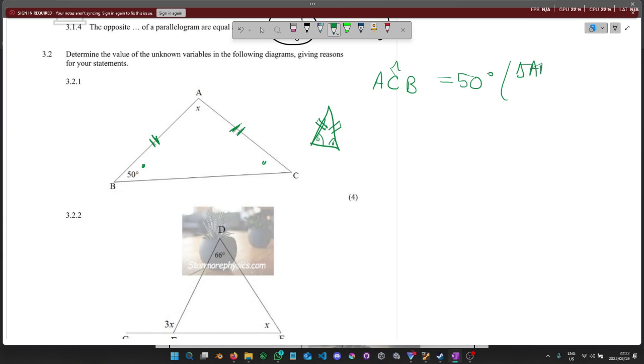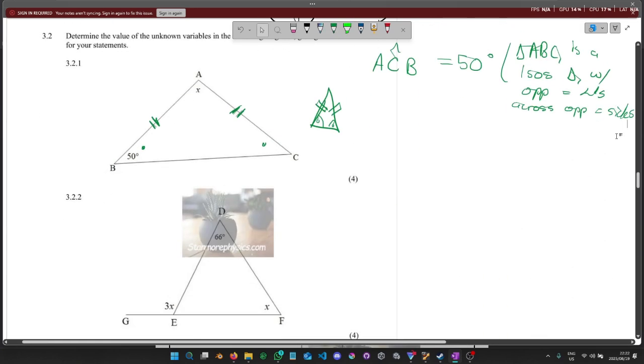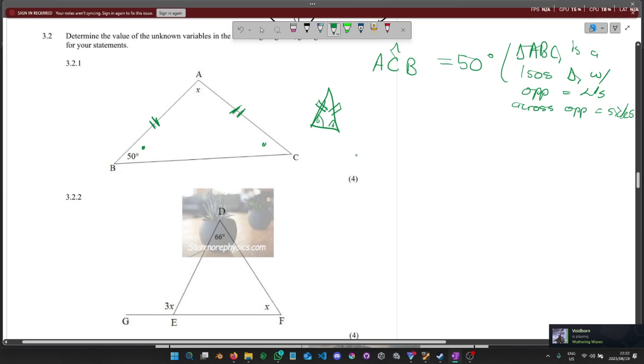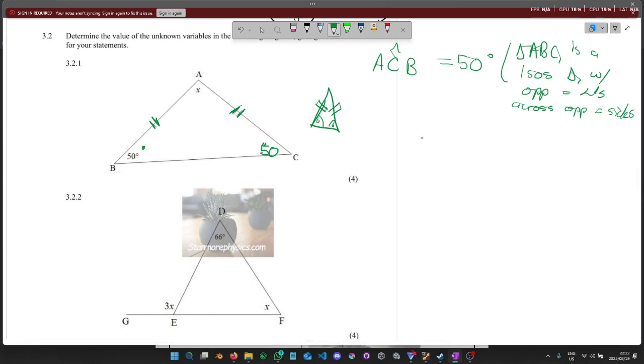Triangle ABC is an isosceles triangle with opposite equal angles across opposite equal sides. My reason might be different from the one that you guys have learned, but use the one that you guys have learned. Alright, but that's not what they want. They want us to work out x, right? So how do we work out x?